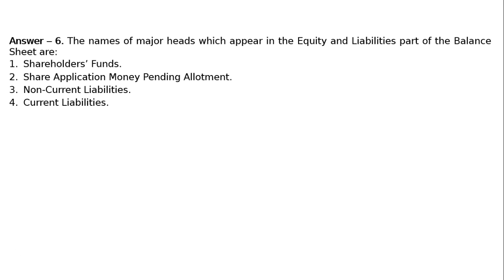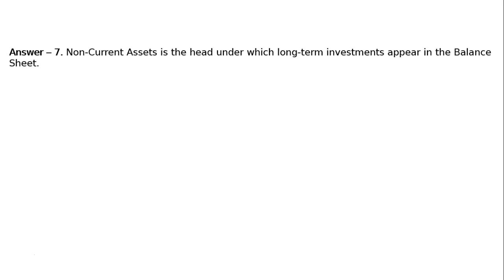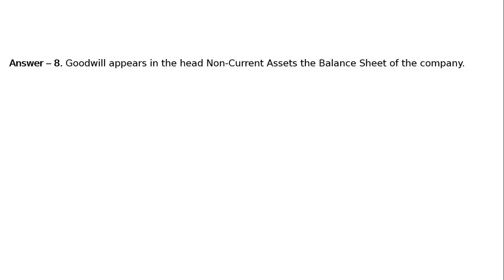Then question 7. Name the head under which long-term investment appears in the balance sheet. Non-current asset is the head under which long-term investments appear in the balance sheet. 8th question is, name the head under which goodwill appears in the balance sheet of the company. Answer 8. Goodwill appears in the head non-current assets in the balance sheet of the company.